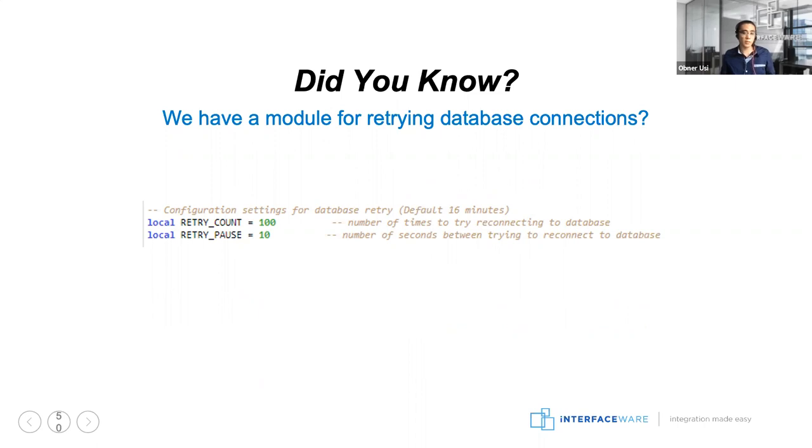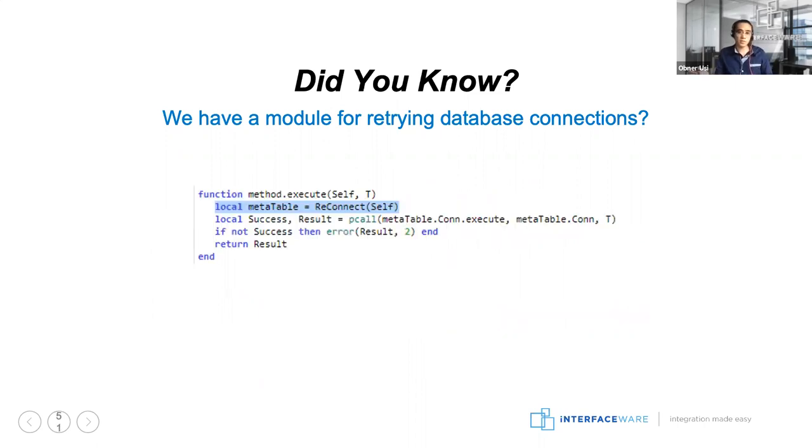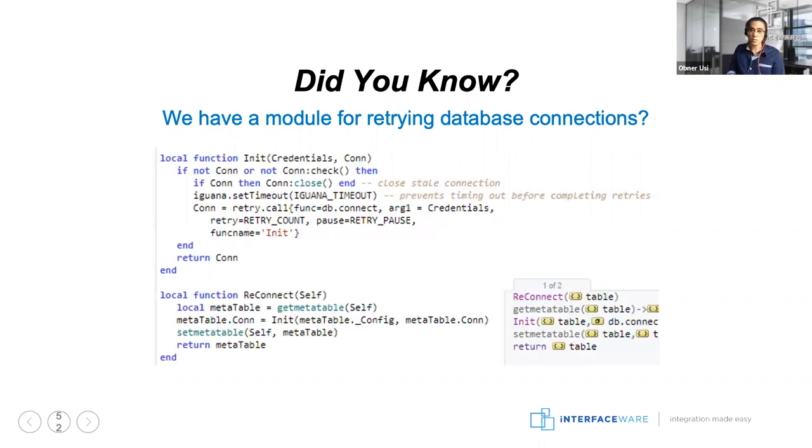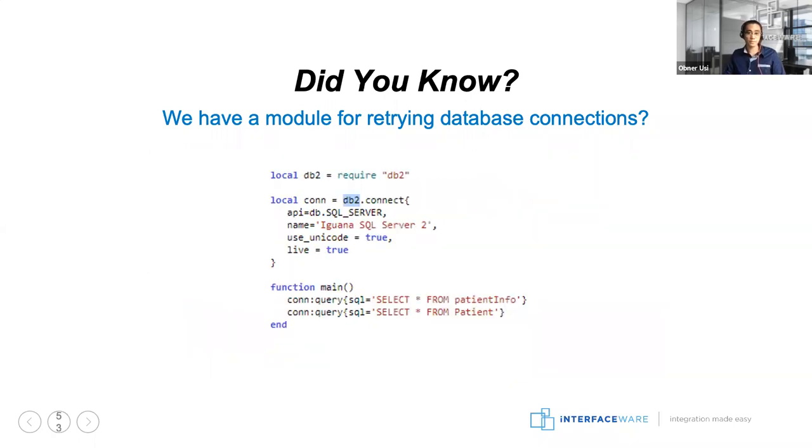Now, let's have a look at the database operation logic. Here is the code for db.execute. On the first line, it will try to reconnect itself by calling the reconnect function. This function will call another function called init to check if the connection is alive. If not, then it closes the stale connection and retries connecting based on the parameters we set from before. All these functions are made with the DB2 module, so you don't need to worry about the specifics. The only change in your code will be adding the DB2 require statement and replacing db.connect with db2.connect.